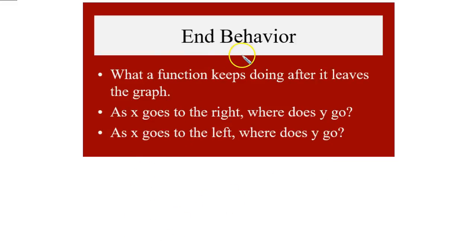They have to get used to thinking about end behavior in the way that I'm asking you to write it. Essentially, we want to know what a function keeps doing after it leaves the graph, as it continues on forever in some direction, okay? With these types of functions, we're going to say as x approaches infinity, and this is a description of x going to the right. As x approaches infinity, we want to know what is happening to y. What is happening to f of x?